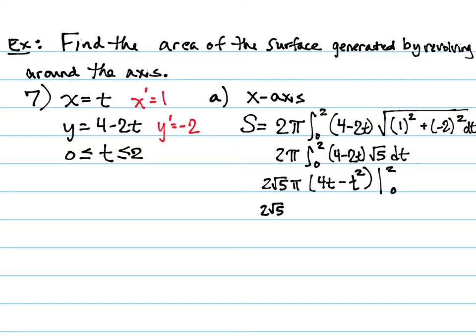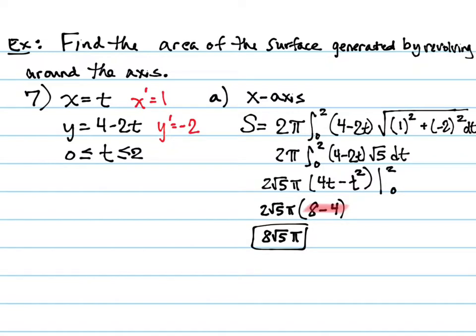So this is 2 square root 5 times pi. If I put a 2 in, I have 8 minus 4. Right? So the grand total here is what? This piece is 4, and I'm multiplying it by the 2 square root 5 pi, so 8 square root 5 pi. So that's the first one.